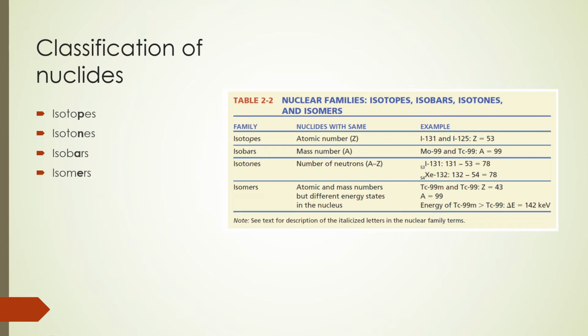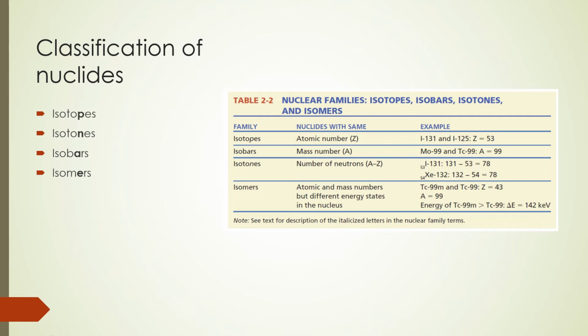The next is isotones. These are elements having the same number of neutrons. For example, we have iodine-131 and xenon-132. They have the same number of neutrons, which is 78, but they have different numbers of protons. Isobars are elements with the same mass numbers. For example, molybdenum-99 and technetium-99 are isobars because they have the same mass number. Finally, we have isomers. These are elements having the same atomic numbers, neutron numbers, and mass numbers but have different energy levels. For example, technetium-99 and technetium-99m are isomers. Technetium-99m is a metastable state of technetium-99.